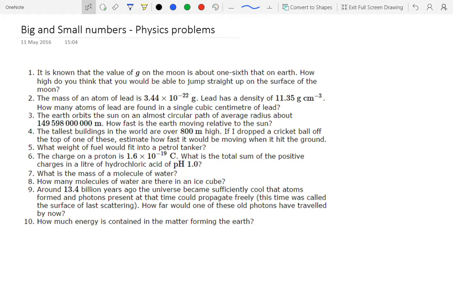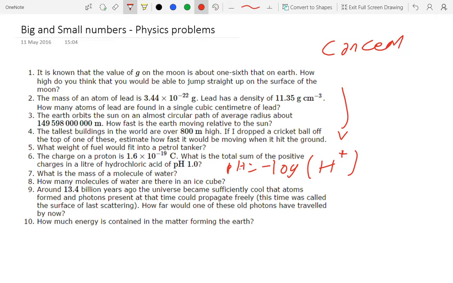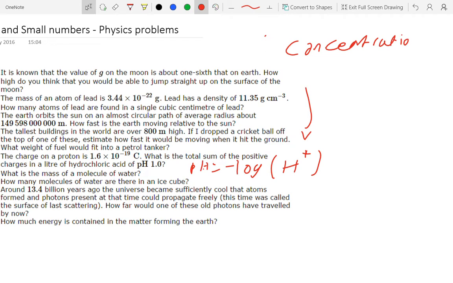For question 6, we want to look at what's the total sum of the positive charges in a litre of hydrochloric acid of pH 1. To do this, prior knowledge is assumed that you're aware of the equation relating pH to concentration: pH is equal to minus log [H+], which essentially means that the pH is the negative log of the concentration of the ions in the solution. So this is the concentration of H plus ions.